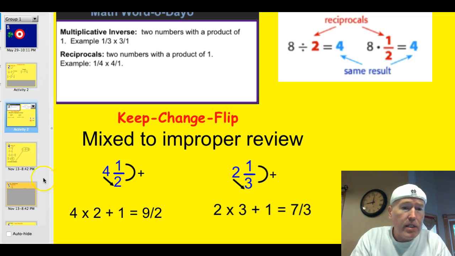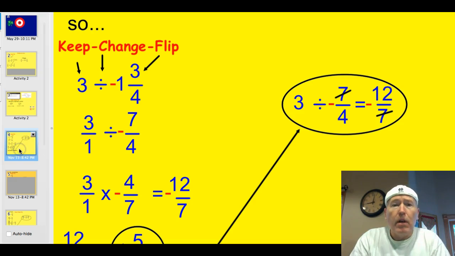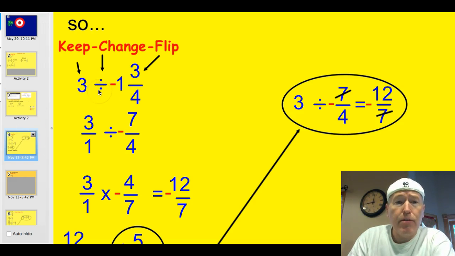Okay, let's keep rolling. So our first problem today, 3 divided by a negative 1 3/4. First thing I'm going to do is keep this at 3 over 1, and rename this mixed number as an improper fraction. So 1 times 4 is 4 plus 3 is 7/4. So now instead of negative 1 3/4, I have negative 7/4.